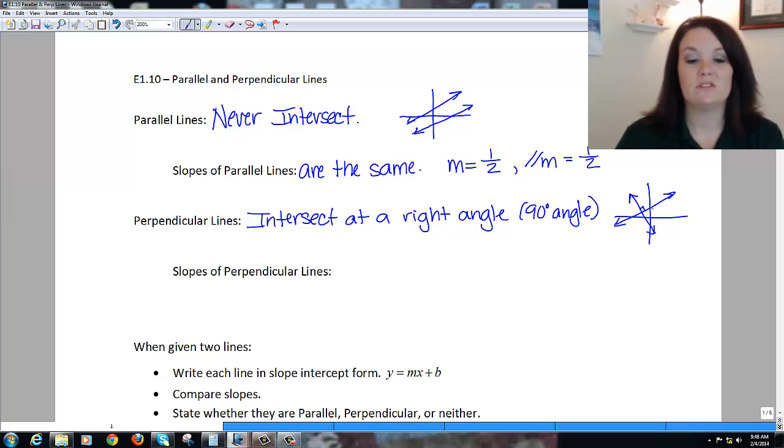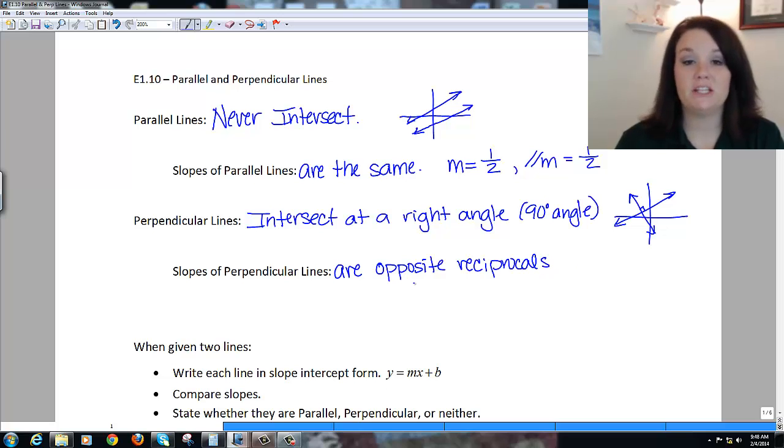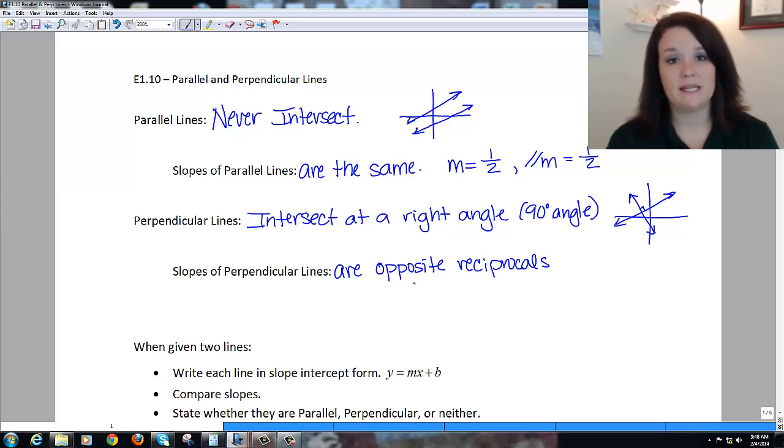Okay, now slopes of perpendicular lines are negative, or let's say are opposite reciprocals of one another. Okay, remember, opposite means I change the sign. If it's negative, it becomes positive. If it's positive, it becomes negative. Reciprocal means I flip it upside down.